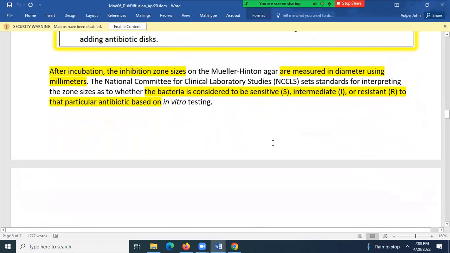All right, after incubation, the inhibition zone size is measured using a ruler that has millimeters, and then you record the size in millimeters. You then look up in the chart, made by the National Committee for Clinical Laboratory Standards, that sets the standards for interpreting the zone size where the bacteria is considered sensitive to the antibiotic, or resistant to that particular antibiotic. And the bacteria could be intermediate, meaning if the size of the zone of inhibition is smaller than a certain size, it's not sensitive, but it is larger than the size for resistant, then we call it intermediate.